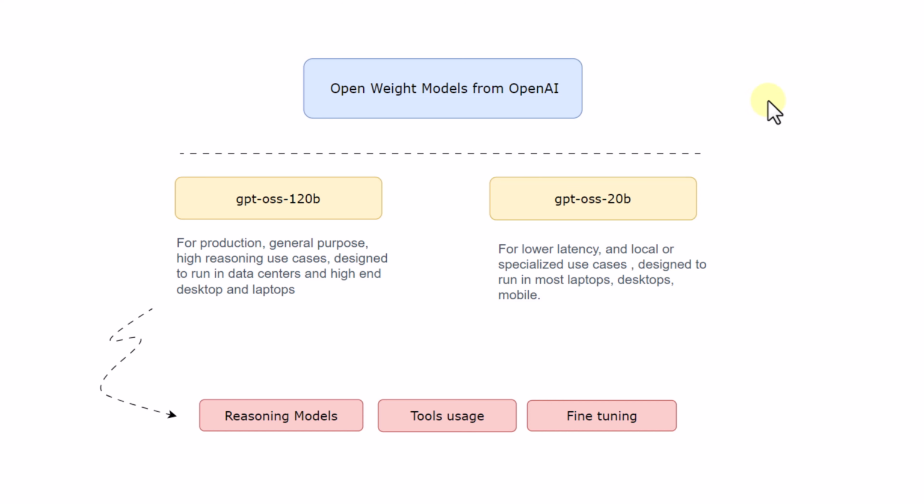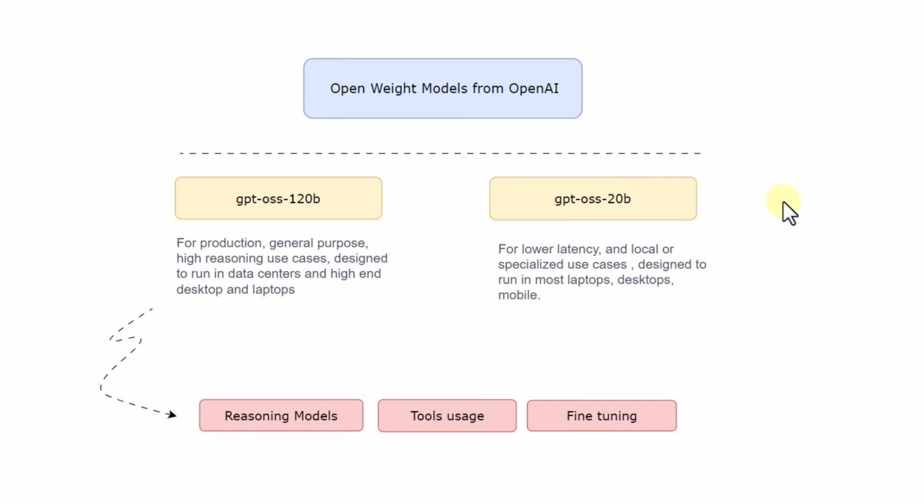You may know by now that OpenAI has released two open weight models, and in this video we are going to see what those models are, where they stand in comparison to other models, and what is the best way to use them to build applications on top of this. So let's start with the models released by OpenAI.